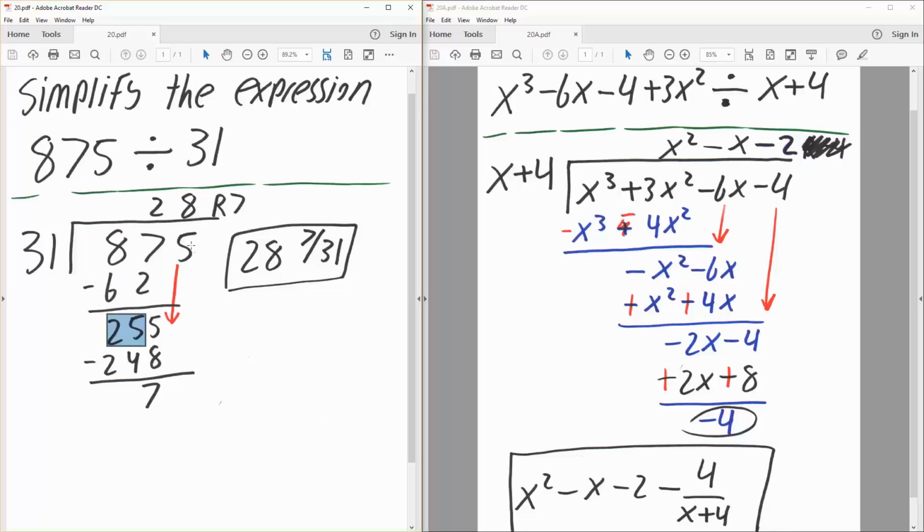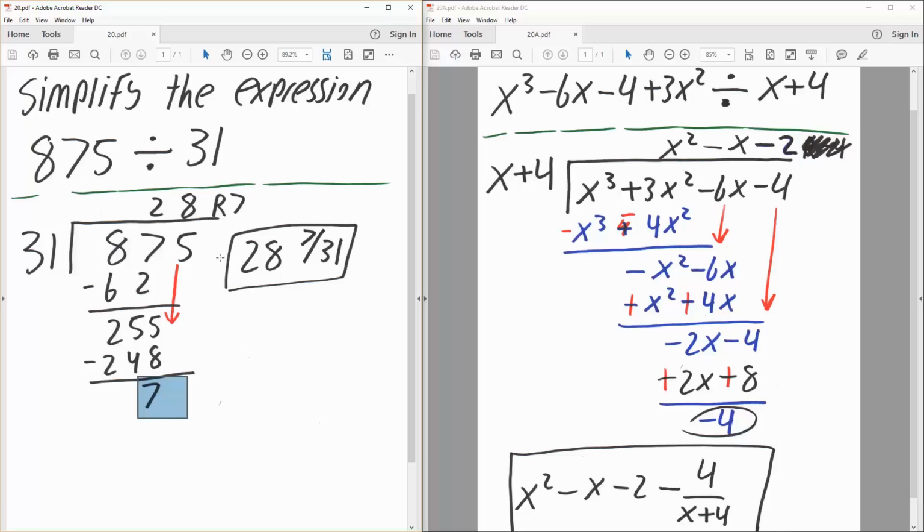And now we bring down this 5, we bring it down here. So now we gotta think, how many times does 31 go into 255? And the answer is 8. 8 times 31 is 248. So we put a negative in the front. And now we think, 255 minus 248 is 7. So we have a remainder of 7.